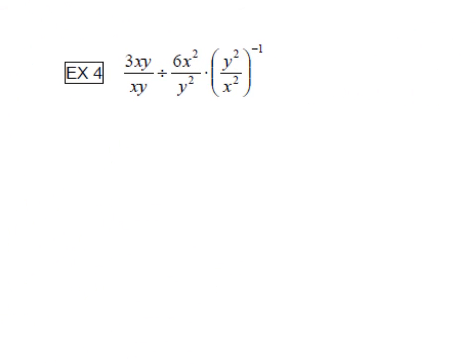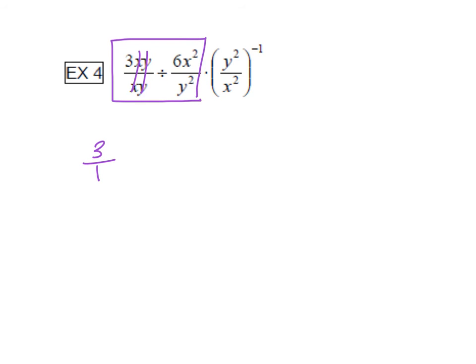Alright, next problem. Again, when you have multiple operations, just go left to right with it, as long as it's this multiplication and division will go left to right. If there's addition and subtraction thrown in, that's another story, which we'll talk about another time. So I'm going to rewrite the problem. We have, well, actually, 3xy over xy. I'm just going to go ahead and cancel those out right there, because x over x cancels, y over y cancels. So I have 3 over 1.